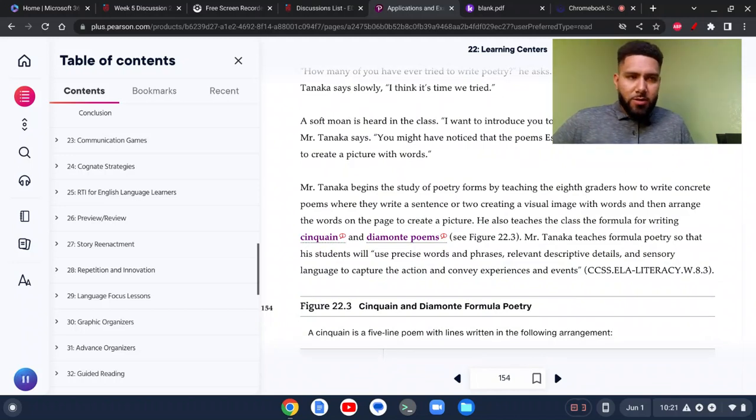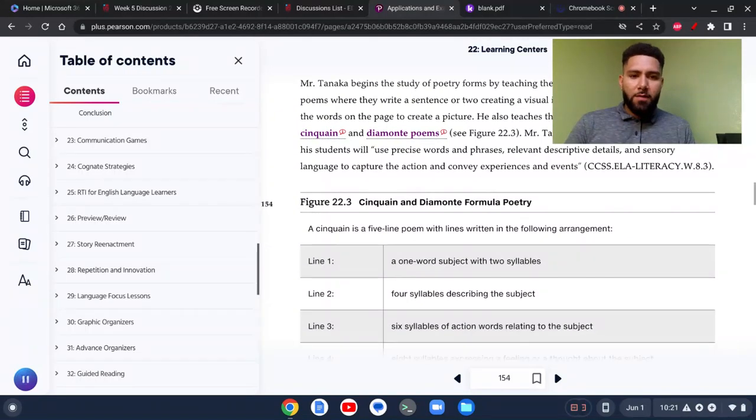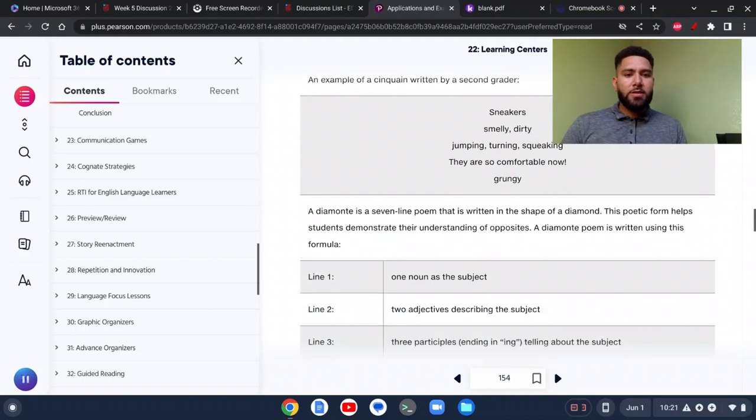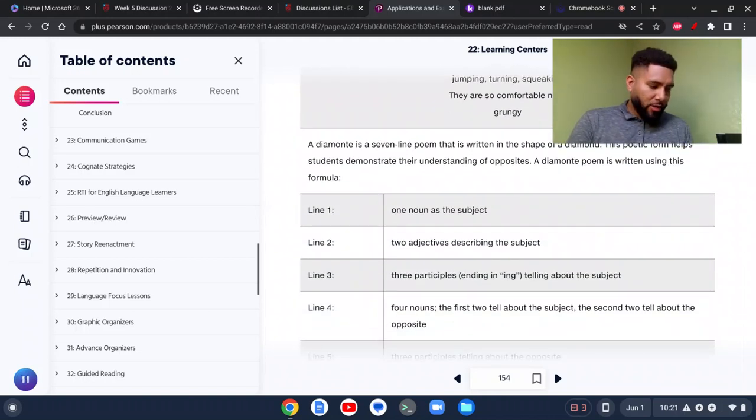Okay, there are two specific. I think these are academic poems, very formulaic, and it's a good guide for students to use when they are writing their first poems. Again, poems do not have to rhyme. So one of the stations that he had was actually writing a Cinquain poem or a Diamante poem.